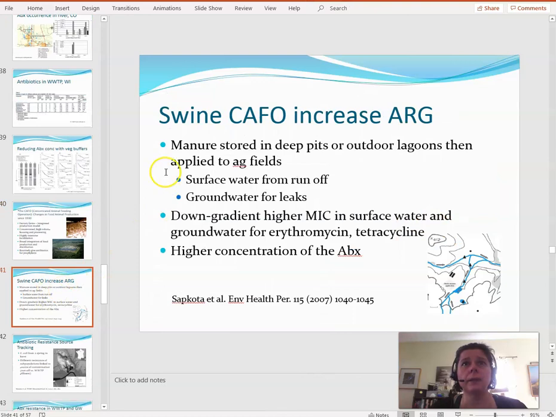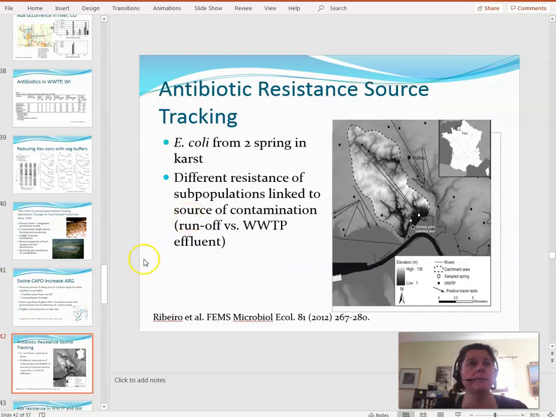So swine CAFOs increase antibiotic-resistant genes. This is one of the things that a study done in 2007 showed, where they stored manure in deep pits located right next to the animal feeding operations, and down gradient from it, they did minimum inhibitory concentrations downstream, and they found resistance to erythromycin and tetracycline, and they found higher concentrations of antibiotics downstream from a swine CAFO. We can use them to track sources.